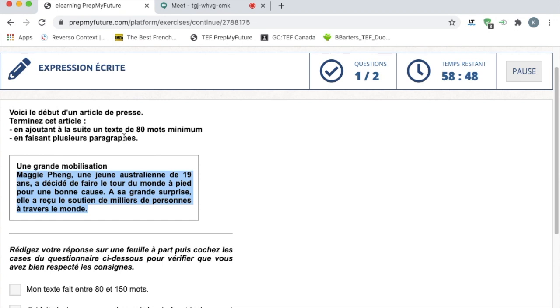So here, what's the tense? A décidé, passé composé, right? A reçu, passé composé, right? So this is passé composé. You have to stick to the tense in the story. Once you identify the tense, you have to complete the entire story in past tense. Most likely the stories are in past tense.